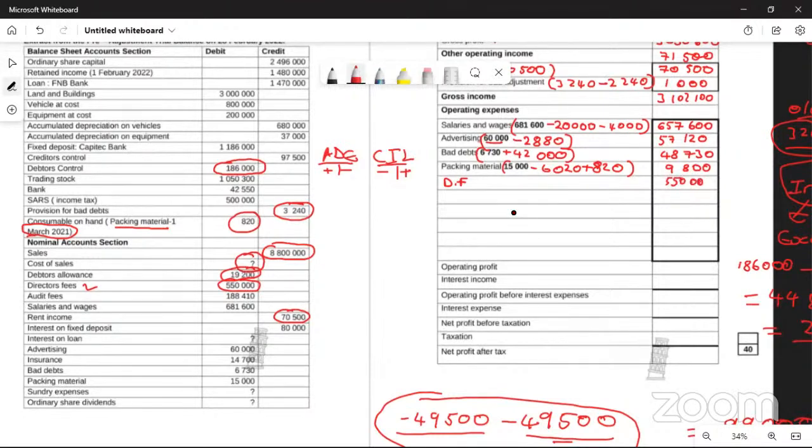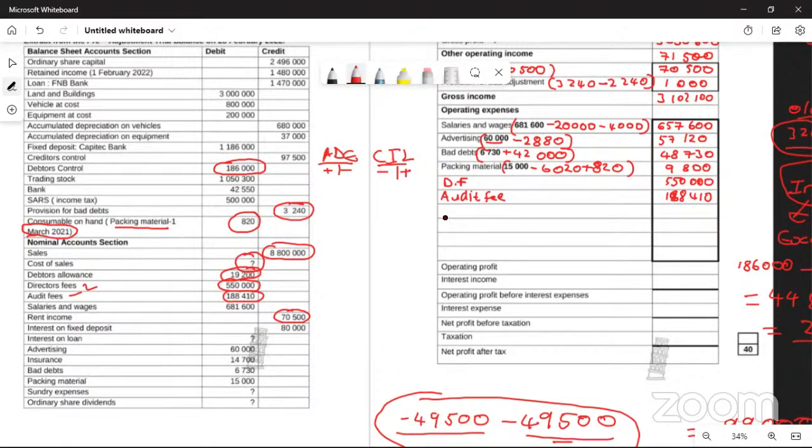Okay, then we look at what is below the directors fees, audit fees. As I was looking down, there is nothing said about audit fees, but you will check on your own time. Audit fees, there's nothing spoken of them, so they stay as they are, which is 188,410.